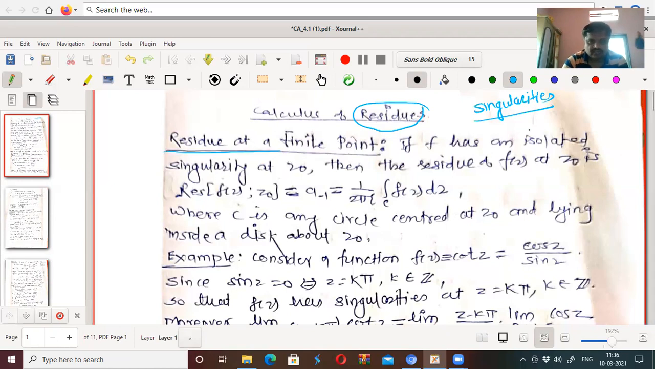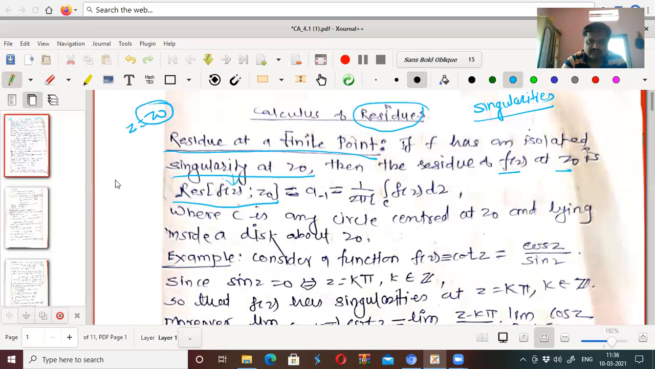Residue at a finite point. That means residue at some z equal to z0, which is a finite point. So what is this residue? If any function f of z has an isolated singularity at the point z equal to z0, then the residue of f of z at z0 is given by this. This is the notation for writing the residue of f of z at z equal to z0, which is a minus 1, that is, the minus 1th coefficient in the Laurent series expansion of f of z.